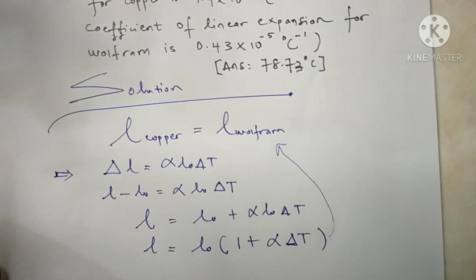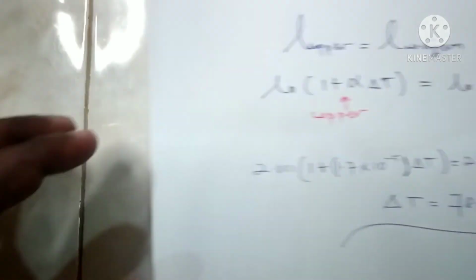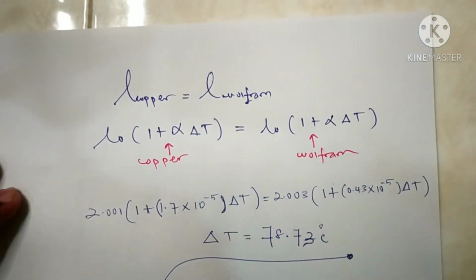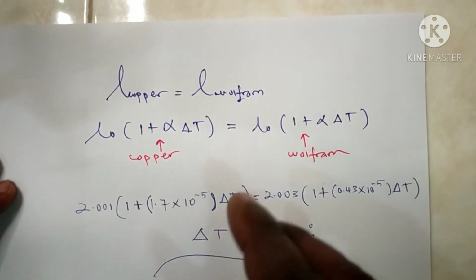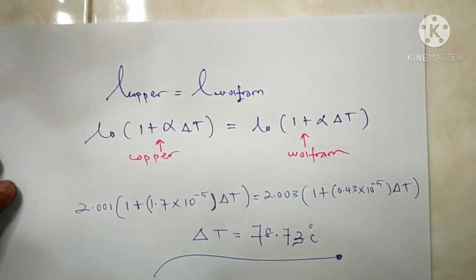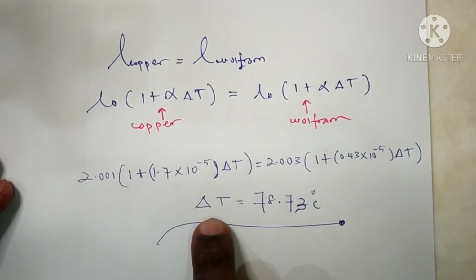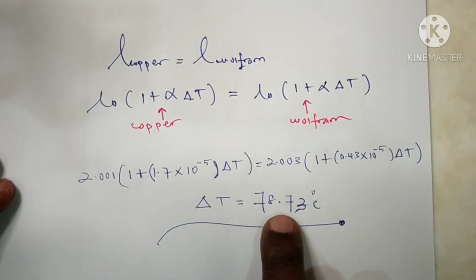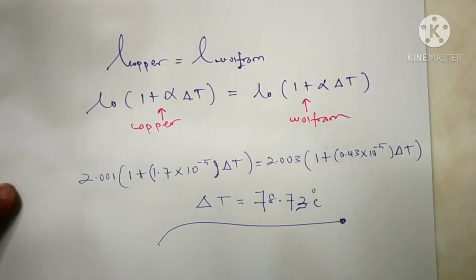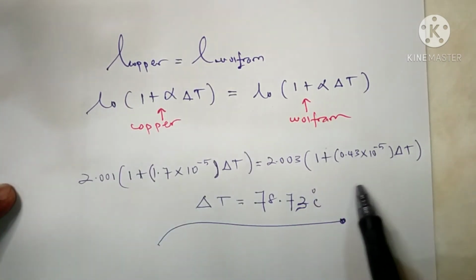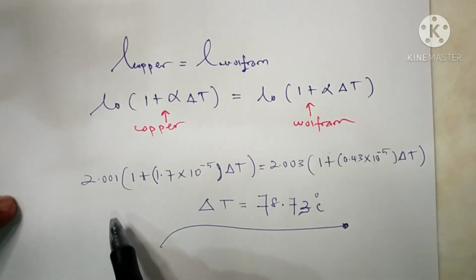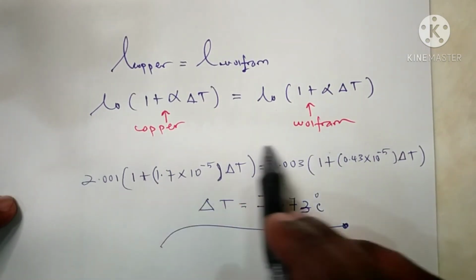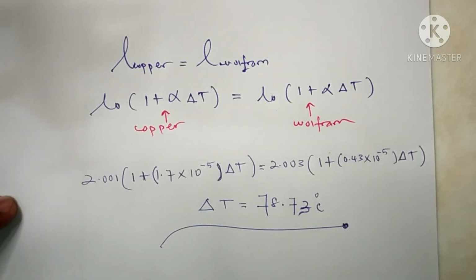So when the length of copper equals the length of wolfram, you substitute all the values accordingly on both sides for copper and wolfram to get the final answer, which is that the change in temperature is 78.73 degrees Celsius. Make sure your algebra is correct. If you substitute all the values into this equation, definitely you will get this answer.